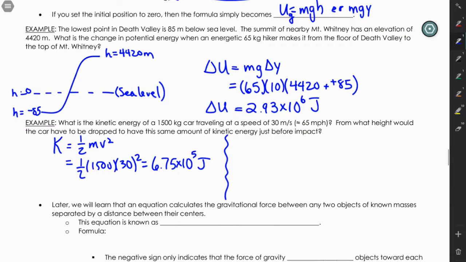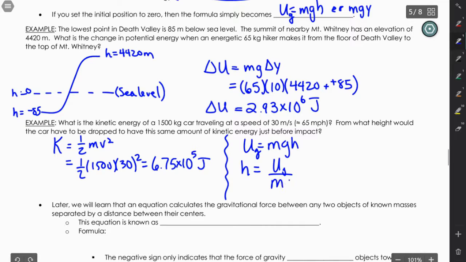Now, how high will we have to drop it from? Then we use our potential energy formula, U sub G equals mgh. Solve this for h, so U sub G over mg. We want that same kinetic energy, so 6.75 times 10 to the fifth divided by 1,500, the mass of the car, because that's what we're going to drop, times 10. And so we would have to drop it from a height of 45 meters.